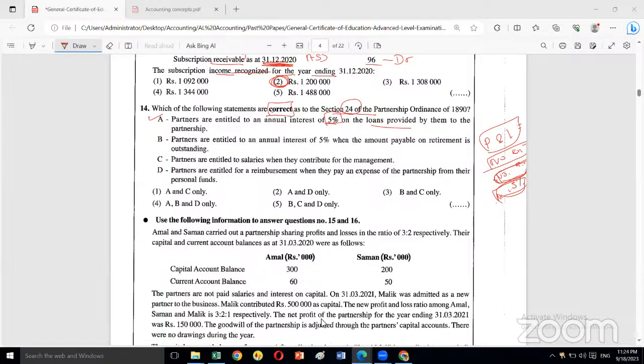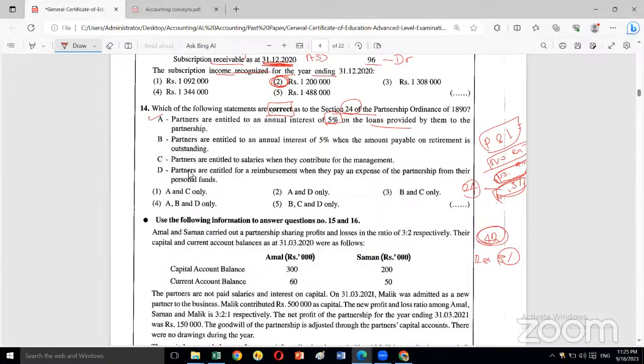Very good. Excellent. Except one student, all the students are correct. This statement is wrong. Why is this statement wrong? The amount owing to a retired partner, the partnership should pay 5% interest. This is said in section number 42. Section number 24 is talking about the present partners who have given a loan.